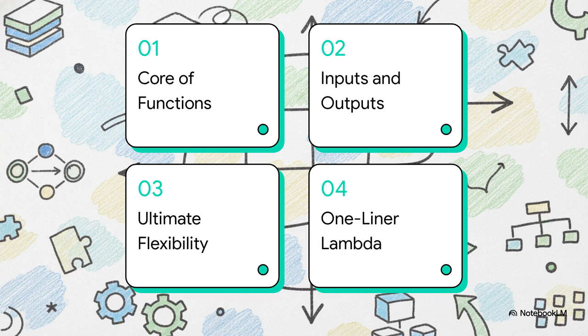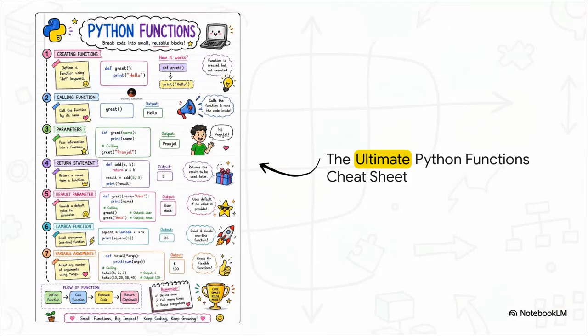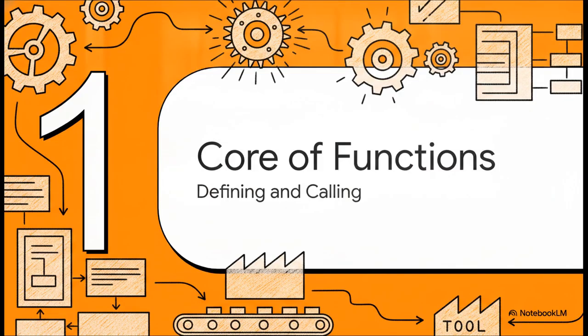We'll cover the core of Python functions, handling inputs and outputs, adding ultimate flexibility, and finally, the one-liner Lambda shortcut. Now take a look at this. This is kind of your ultimate blueprint for mastering Python functions. By the time we wrap up this explainer, every single block, arrow, and concept you see here is going to make perfect sense. All right, let's jump right into section 1, the core of Python functions, defining and calling the basics.